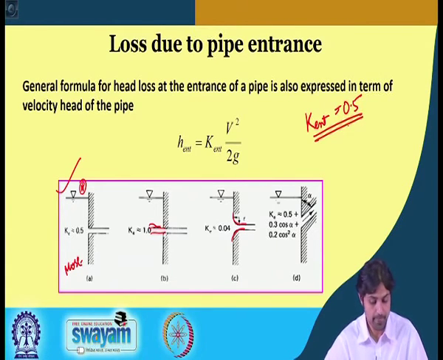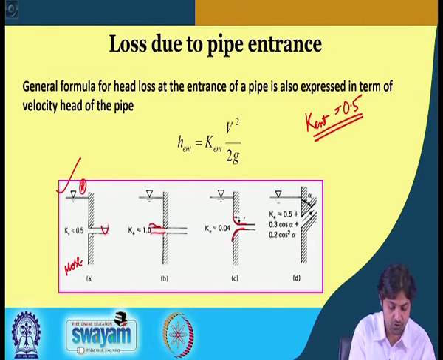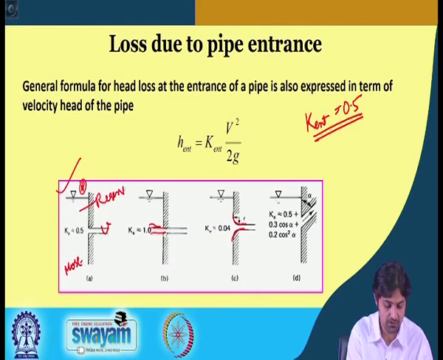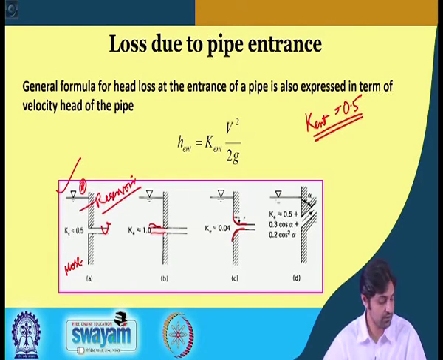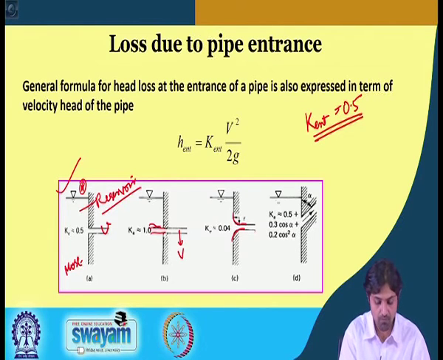And V square, of course, V should be calculated here, because this is a reservoir. In a reservoir there would be very little velocity. Velocity should be here.